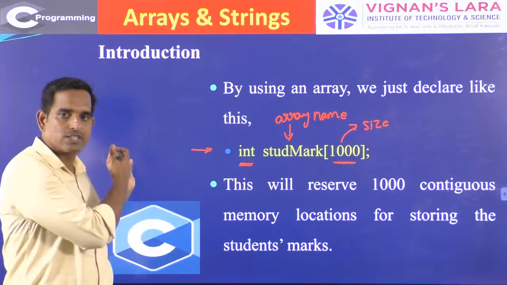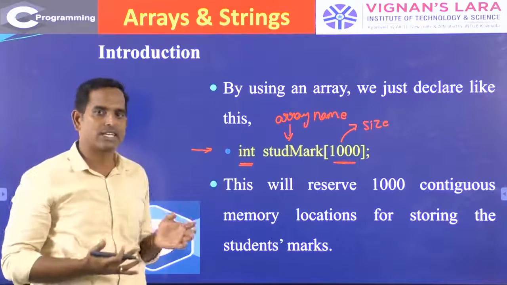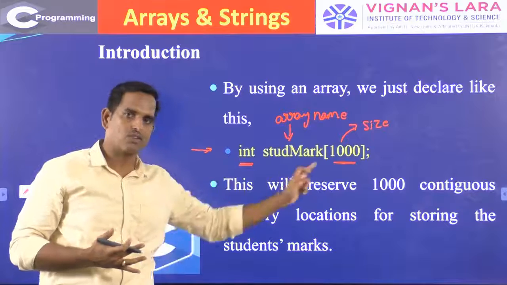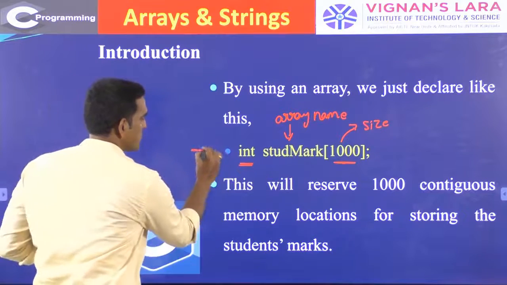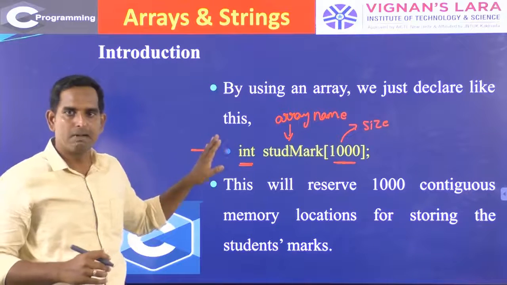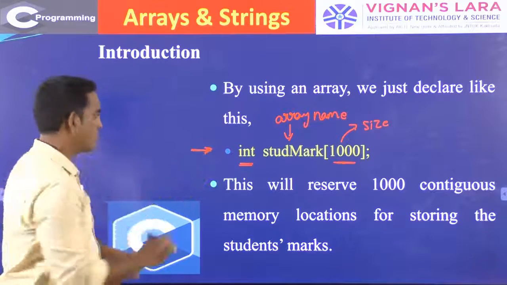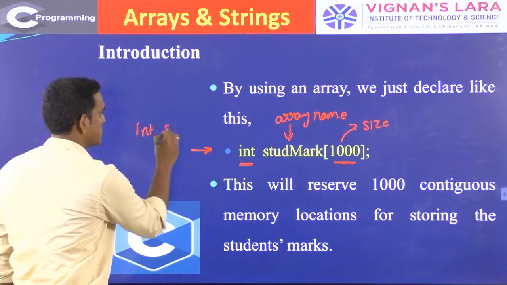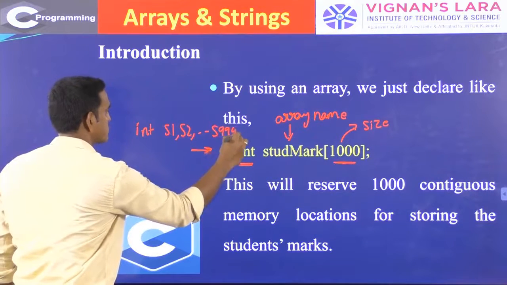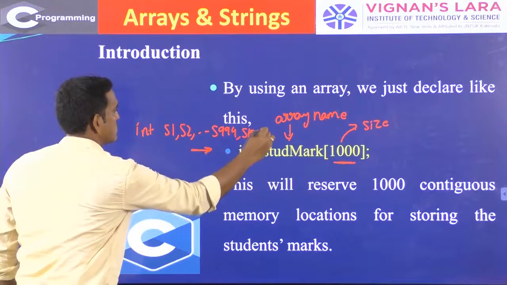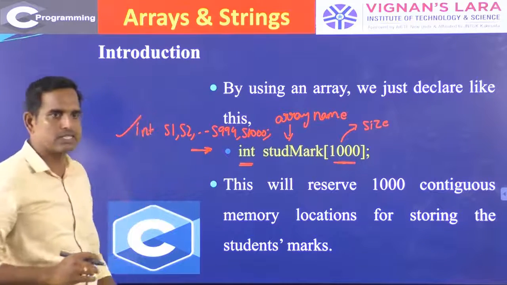If you see the declaration of 1000 elements by using basic data type, and if you see the declaration of 1000 elements by using a single statement like this, you can understand that this will be a better solution for you. So if you go for 1000 elements like this, S1, S2, like this, and so on, S999, S1000, this is how you have to declare by using basic data type.